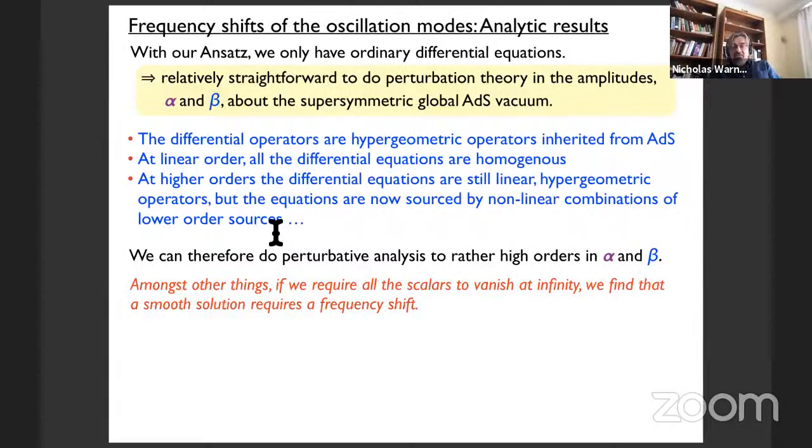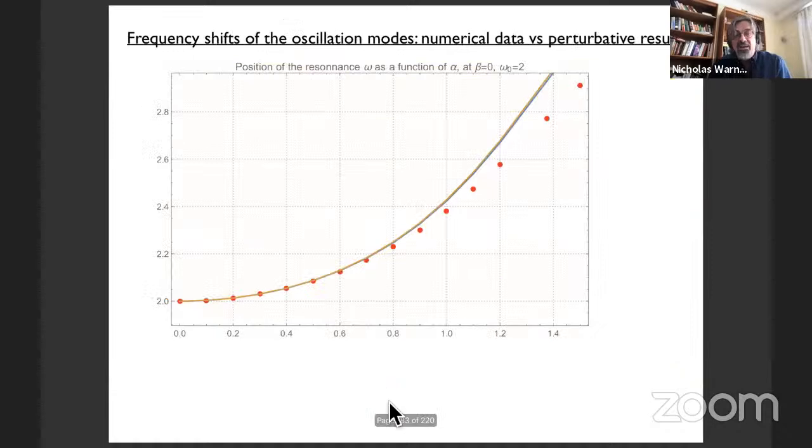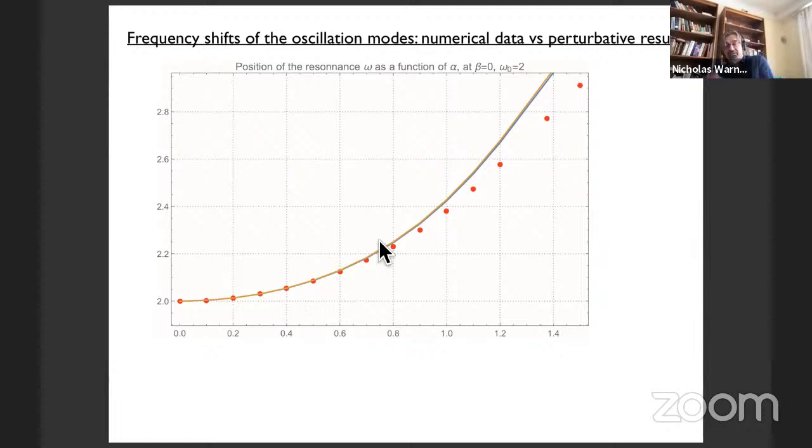Amongst other things, we find that if the scalars at infinity are set to 0, so that they produce the supersymmetric vacuum, you find a frequency shift formula that looks like that. The frequency really does shift, and it shifts in response to the amplitudes of the modes you've turned on. And in particular, this graph shows you the dots of the numeric results looking for these, quote, resonant frequencies, and this is the linear order. So this is 3rd order or 4th order perturbation theory.